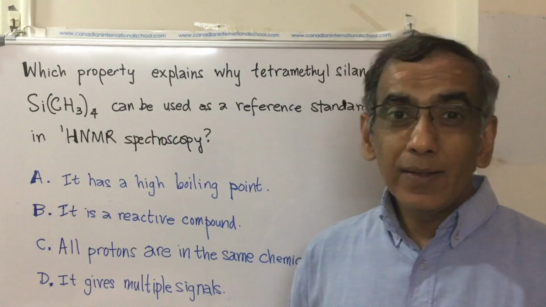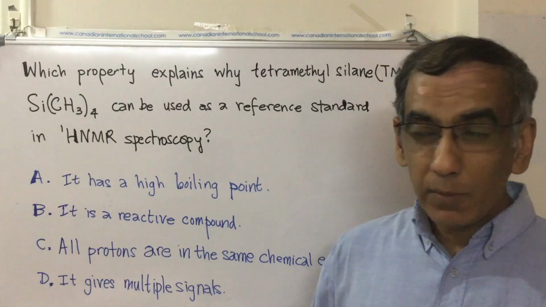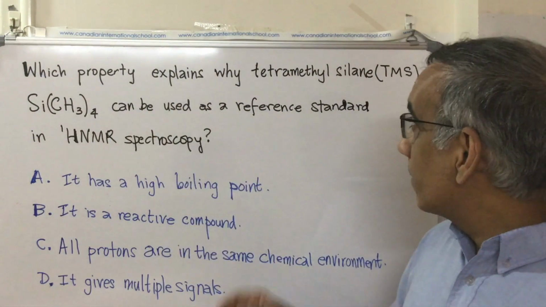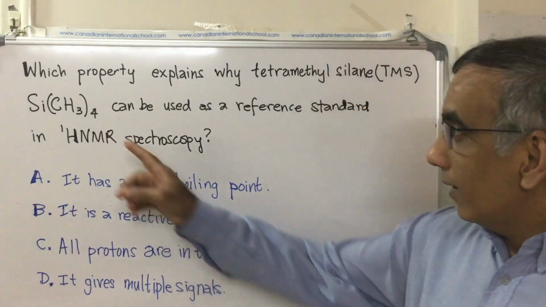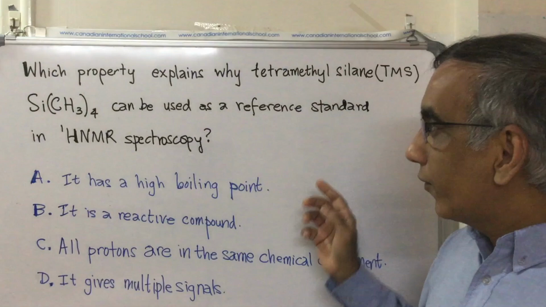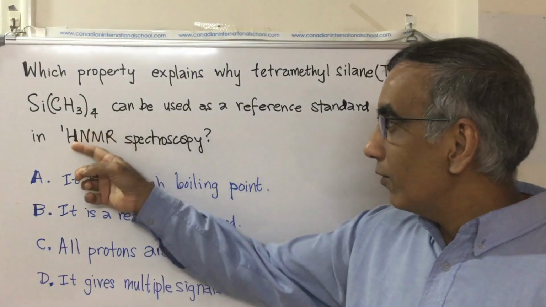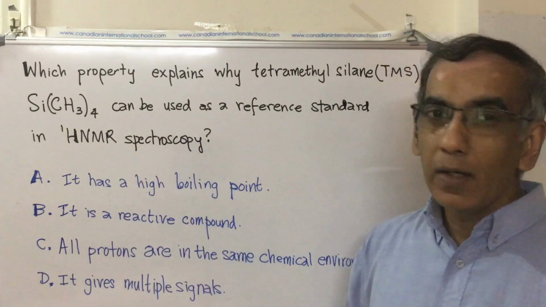Hello and welcome again as we look at yet another multiple choice question for IB Chemistry. Which property explains why tetramethylsilane, TMS, Si(CH3)4, can be used as a reference standard in hydrogen-1 nuclear magnetic resonance, NMR, spectroscopy?